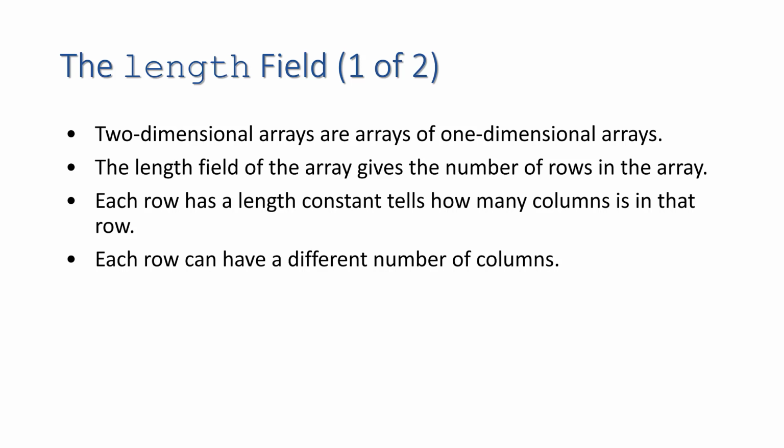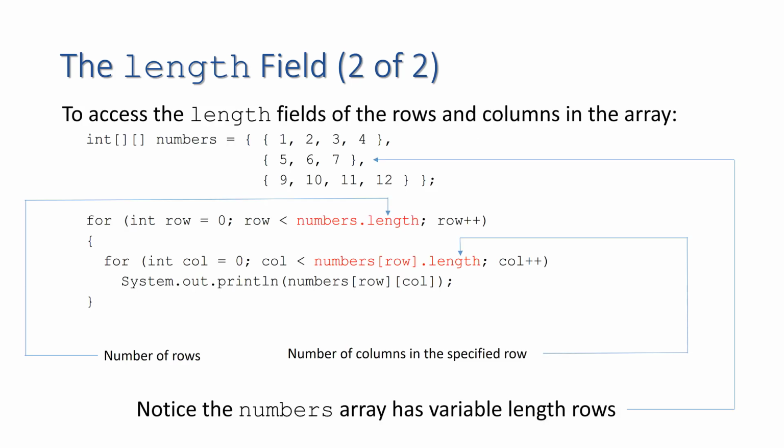Two-dimensional arrays are actually arrays of one-dimensional arrays. So when the length field is applied to the array name, it returns the number of rows in the two-dimensional array. Each row has a length constant that holds the number of columns in the row. Each row can have a different number of columns.